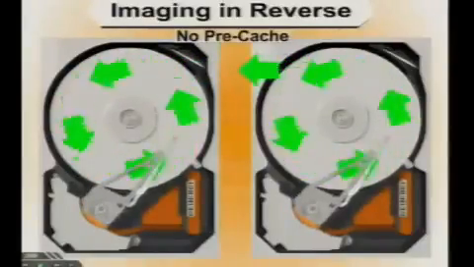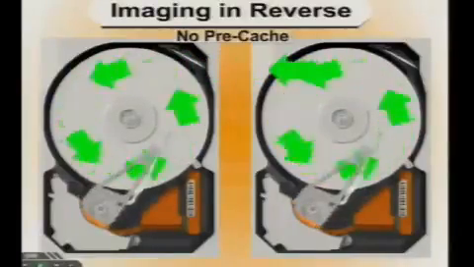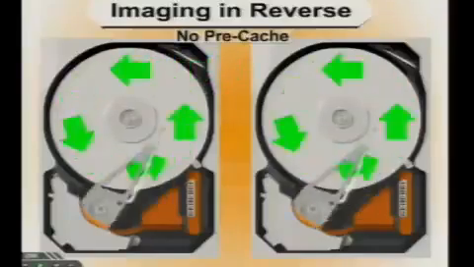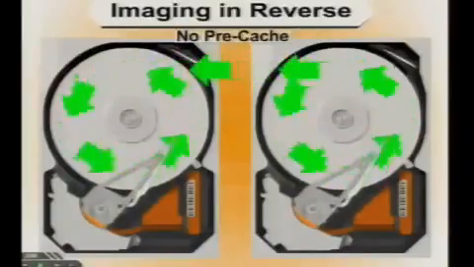But if you do your drive copy in reverse, you actually image a hard drive in reverse, there is no pre-cache. It basically is looking at the current sector, and it's not doing a pre-cache because it's not ahead of itself. It's going in reverse. So it's a good technique.